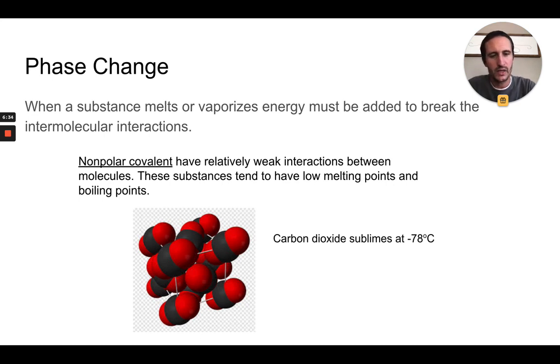If we think about something like carbon dioxide, it only becomes a solid if we get it down to negative 78 degrees Celsius. And that's also the temperature for something like dry ice, which is solid carbon dioxide. It'll turn to a gaseous phase at that temperature, negative 78 degrees Celsius.